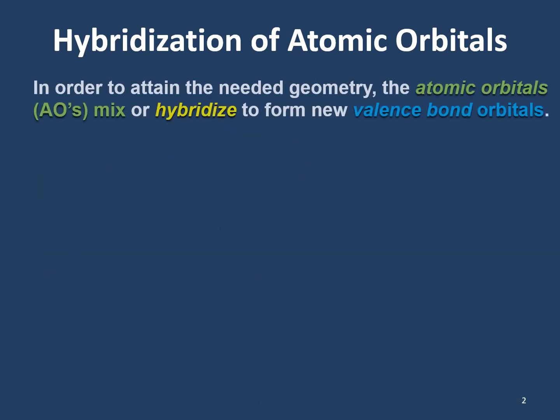What's happening is orbitals can mix, or hybridize, as we call it, to form new what we call valence bond orbitals. This is a really rare way of saying it. The most common way is just saying hybrid orbitals. These two are interchangeable, and this is by far the more common.